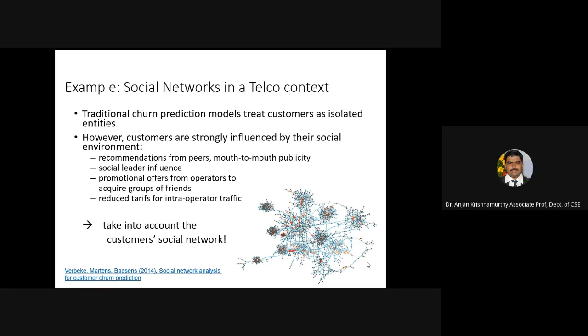The example of social media networks which we have seen in the telecom context is traditional churn prediction models to understand customer isolation, understand the recommendation of a particular network, word-of-mouth publicity, or social media influence in the promotion of a particular operator, and then reduce tariffs for intra-operator traffic and things like that.